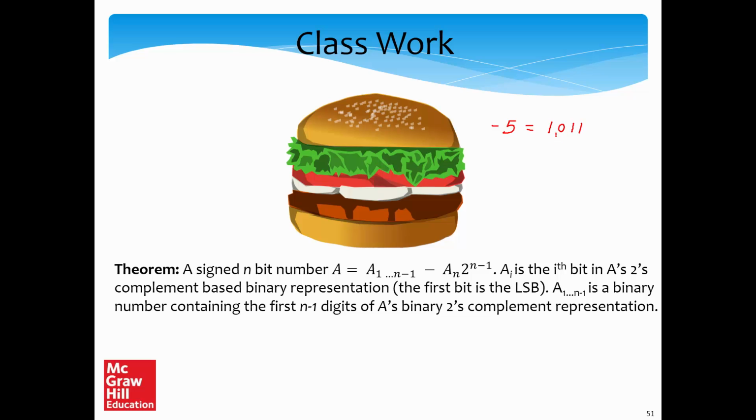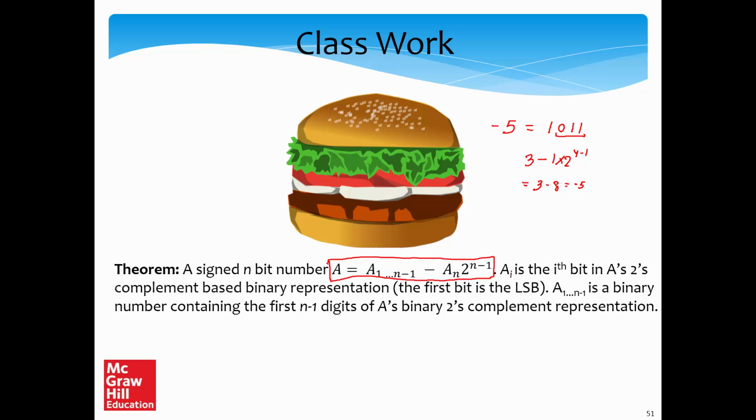1011 can be interpreted in another way. So this is 011, this is 3. So we are saying that minus 5 is equal to 011, which is 3, minus 1 times 2 to the power 4 minus 1, which is actually the case: 3 minus 8, which is minus 5, right?